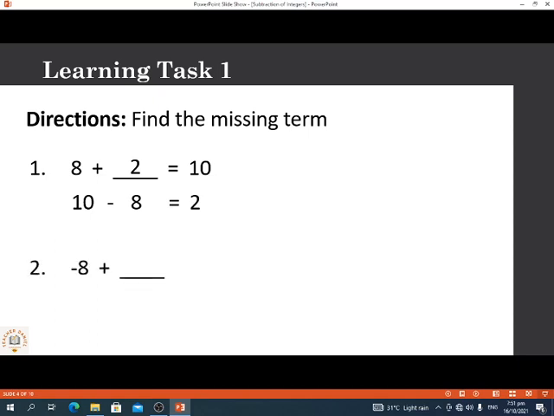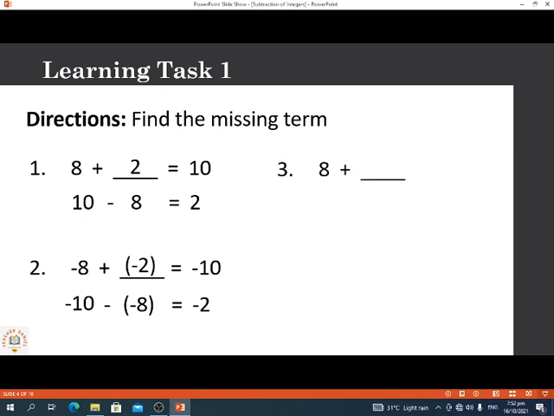Number 2, negative 8 plus blank equals negative 10. What do you think is the missing number? To get the missing number, we will apply what we did in number 1. Negative 10 minus negative 8 equals, very good, negative 2. So the missing number is negative 2.